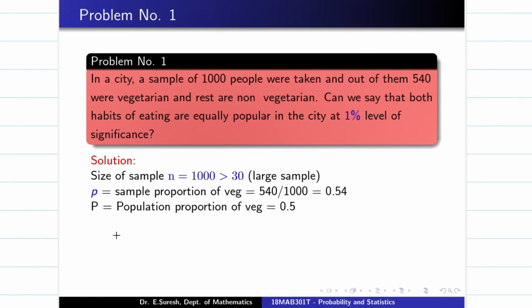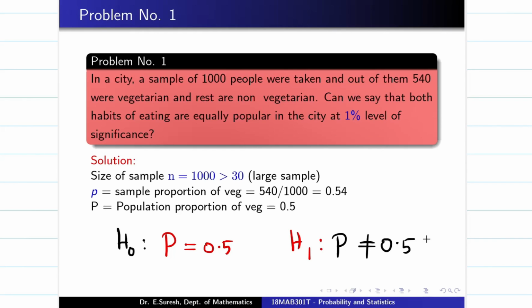Done. So now H naught. What they're asking is whether the eating habit is the same or not. You can write in wordings, textual form, or in mathematical form. First, H naught always has the equality: the population proportions of vegetarian and non-vegetarian are equally likely, 50%. H1 will say it cannot be 50%, but I don't know which one is bigger.